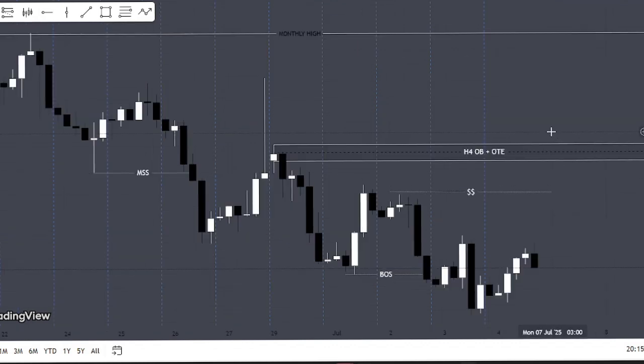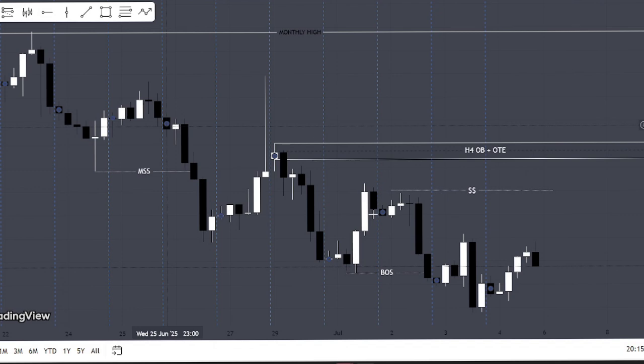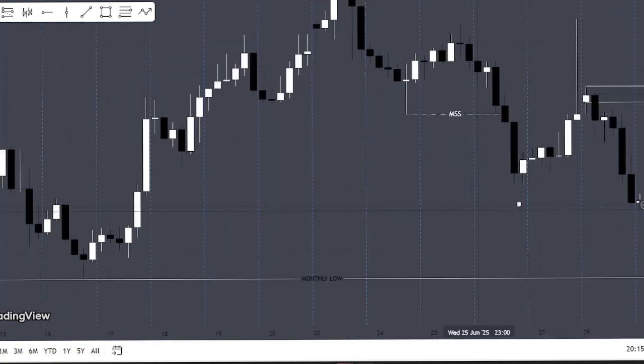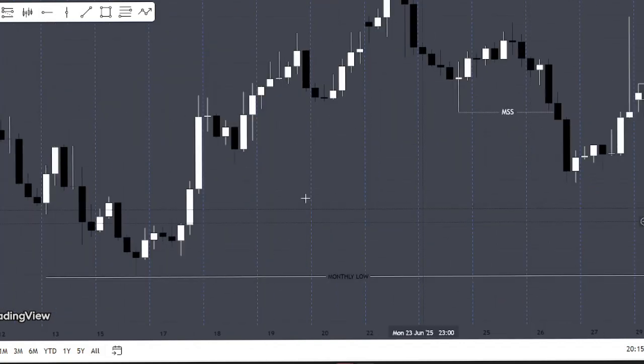So right now I have USDCAD open. So that means it has to be moving the same direction as DXY, which is bearish. As you can see, it is in a downtrend. We have a market structure shift and a break of structure right here. I marked them for you. Then I marked the monthly high, the monthly low down here. This is the monthly low right here.